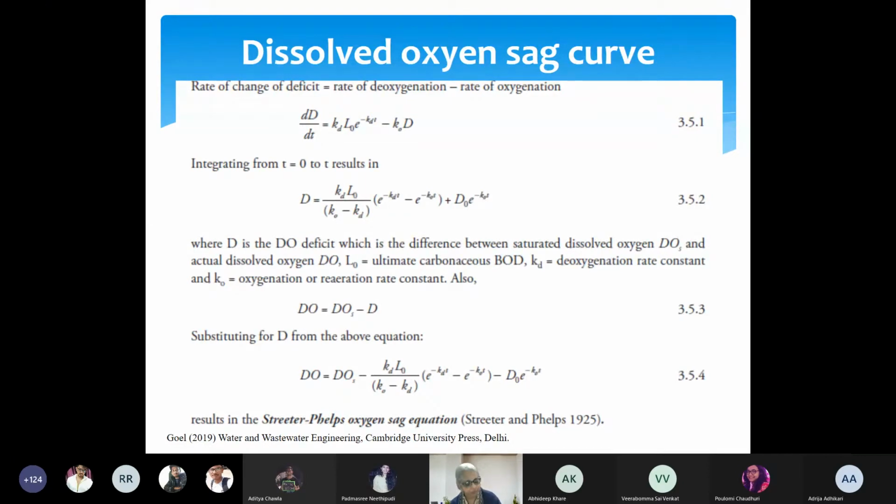If there is no deficit, there is no driving force for DO from the air to come into the water. And remember that oxygen is poorly soluble in water. It does not react with water. It remains in molecular oxygen form, and it is very, very sparingly soluble in water. So the rate of change of deficit is small d capital D divided by dt. This rate of change of deficit is going to be dependent on two processes.